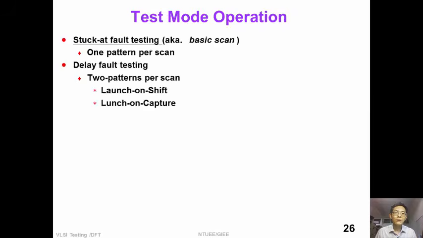In the following slides, we are going to show you the test mode operation. We will discuss 3 different test mode operations. First of all, we will show you the stuck-at fault testing. This is also called basic scan by some commercial tools. In this test mode, we apply 1 test pattern for every scan chain shift. And then we will introduce delay fault testing, which requires 2 test patterns per scan.